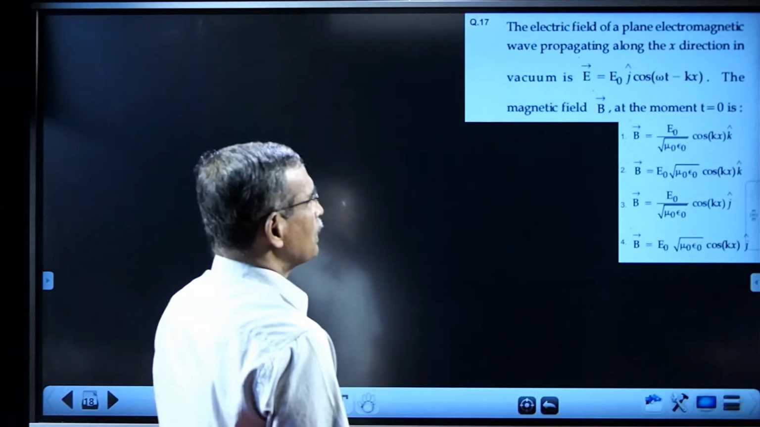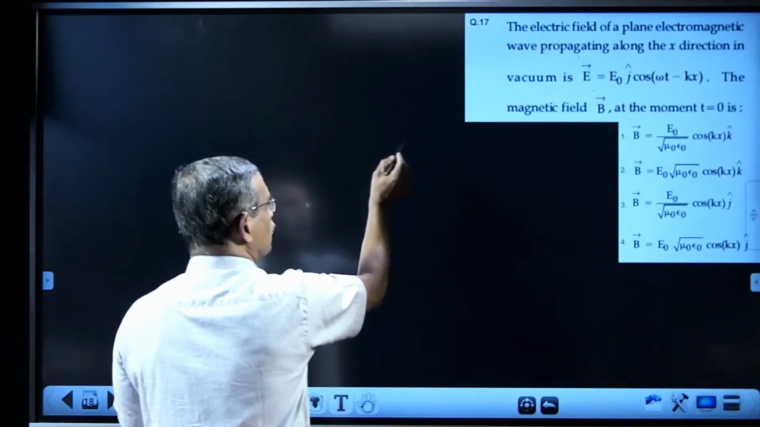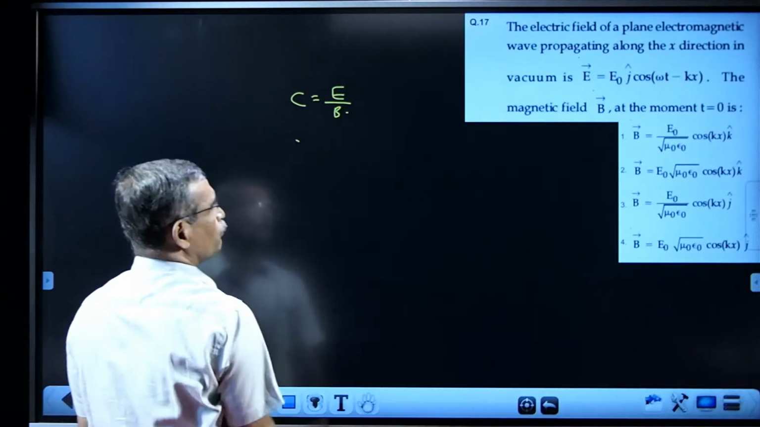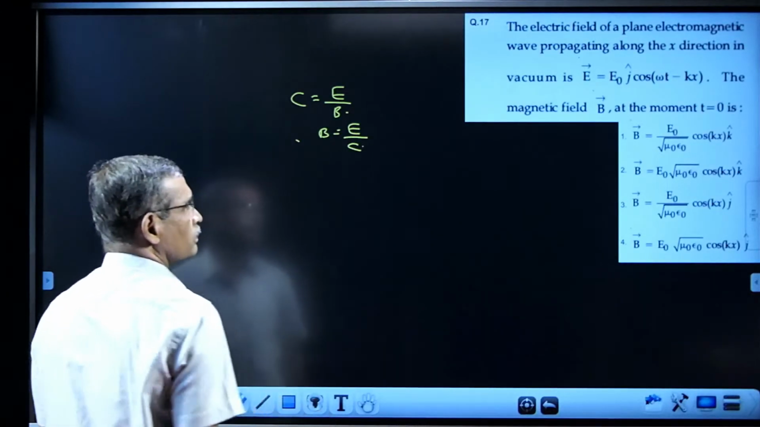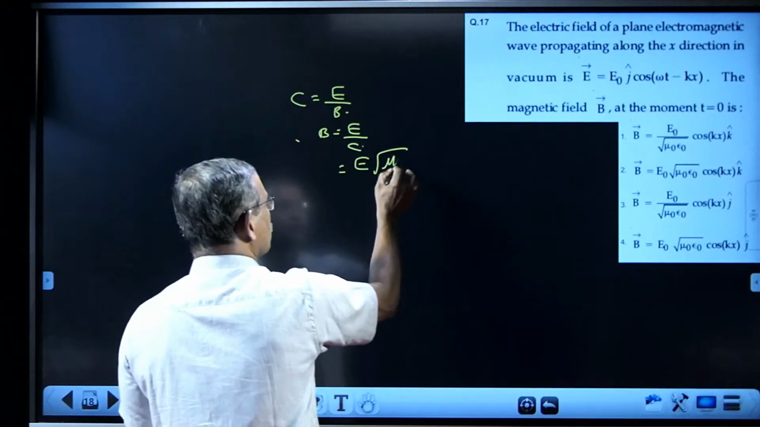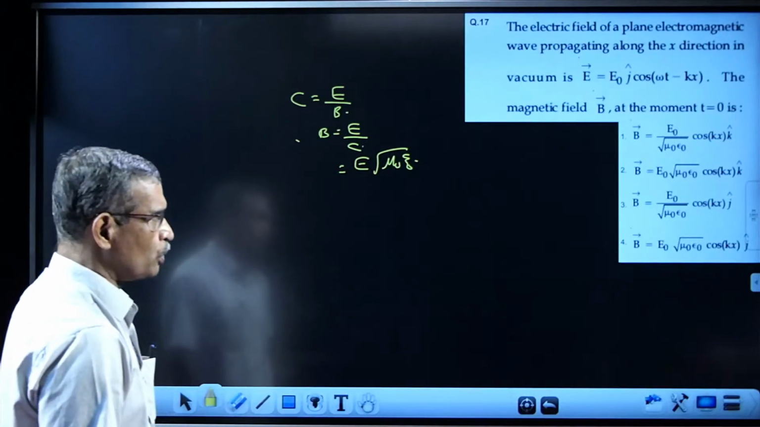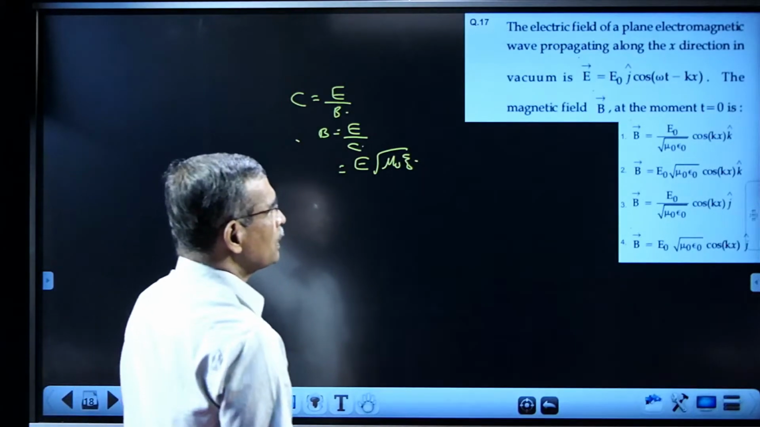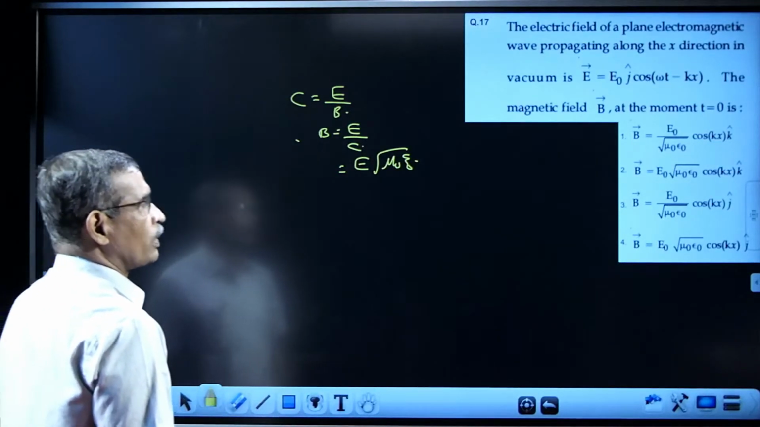Next. We know for an electromagnetic wave, c is equal to E by B. Therefore, B is equal to E by c in magnitude. c is given by 1 by root of mu 0 epsilon 0. So B0 is given by E0 into root of mu 0 epsilon 0. Next, what is the direction in which the wave is propagating? The wave is propagating along the x direction.